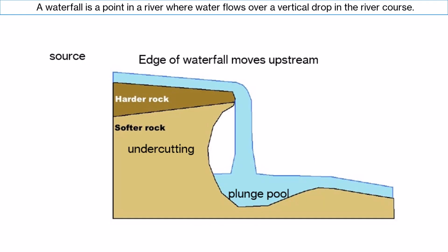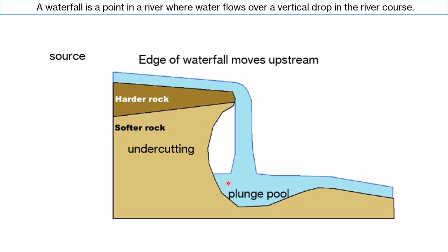A waterfall is a point in a river where water flows over a vertical drop in the river course. In other words, there is a sudden drop in the gradient of the land over which the river flows. In order for waterfalls to develop, we require a layer of hard rock which overlays a softer layer of rock. As the water travels over the edge and plunges down to the bottom, the force of the water creates a plunge pool at the base of the waterfall.